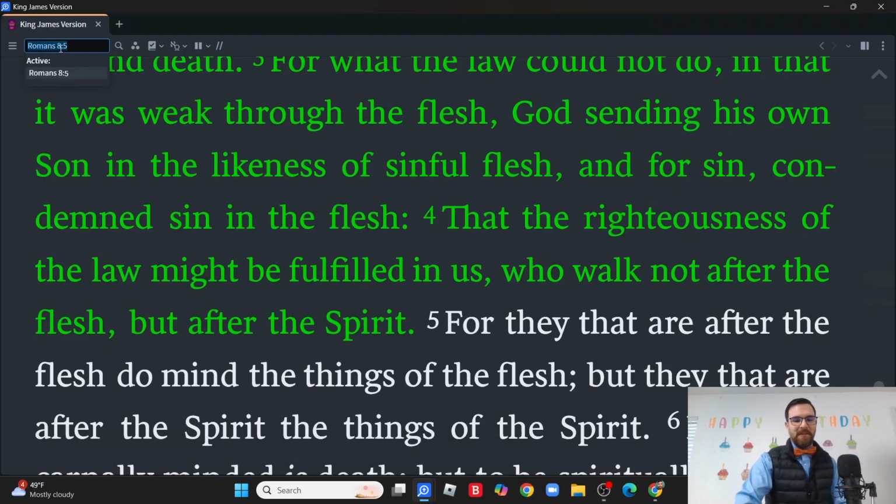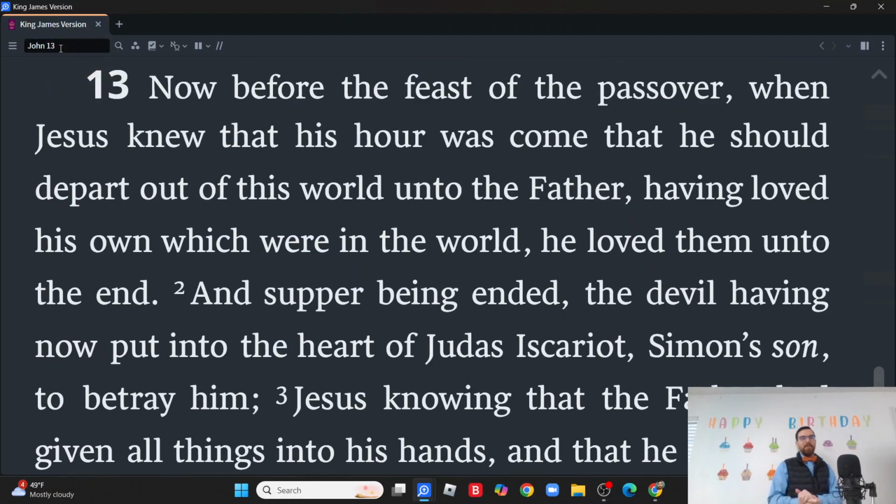All right, let's go to John 13. We're going to look at John 13, and we're going to look at syntax. Syntax is how the language is structured in sentences.